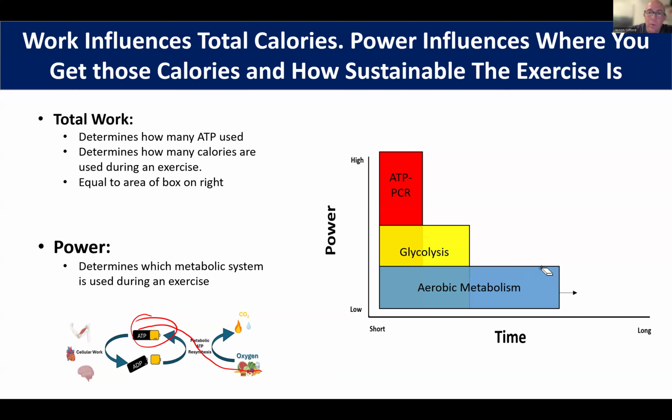If I want to go this fast, let's say this power or this speed is like a 15 mile per hour sprint, I'll only be able to do that for a few seconds. I can go that fast until my phosphocreatine runs out, and then I have to slow down to where I can be fueled by glycolysis. And then as soon as that causes fatigue, I have to slow down even more to aerobic metabolism.